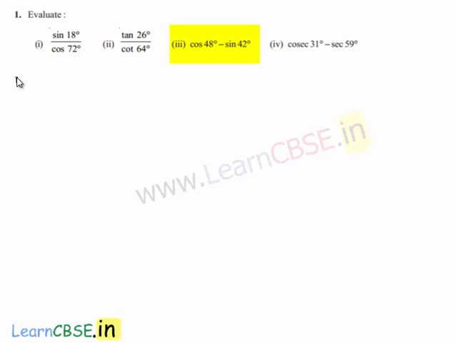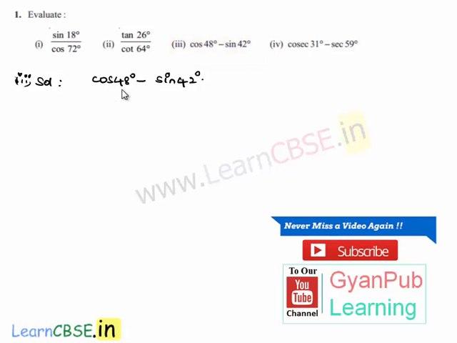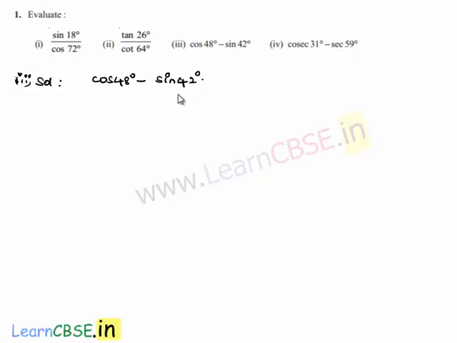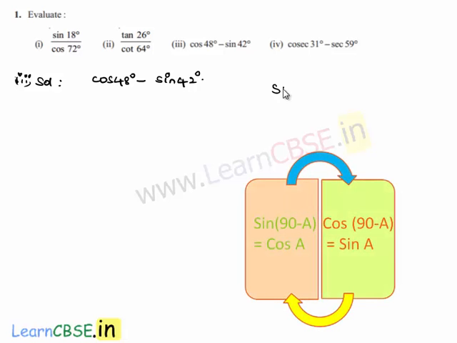Now moving on to the solution for third bit. The given expression is cos 48 degrees minus sin 42 degrees. Here one term is in terms of cos and other term is in terms of sin. So let us convert this into a similar trigonometric ratio, either sin or cos, by using the following formulas. That is, sin of 90 degrees minus A is equal to cos A, or cos of 90 degrees minus A is equal to sin A.